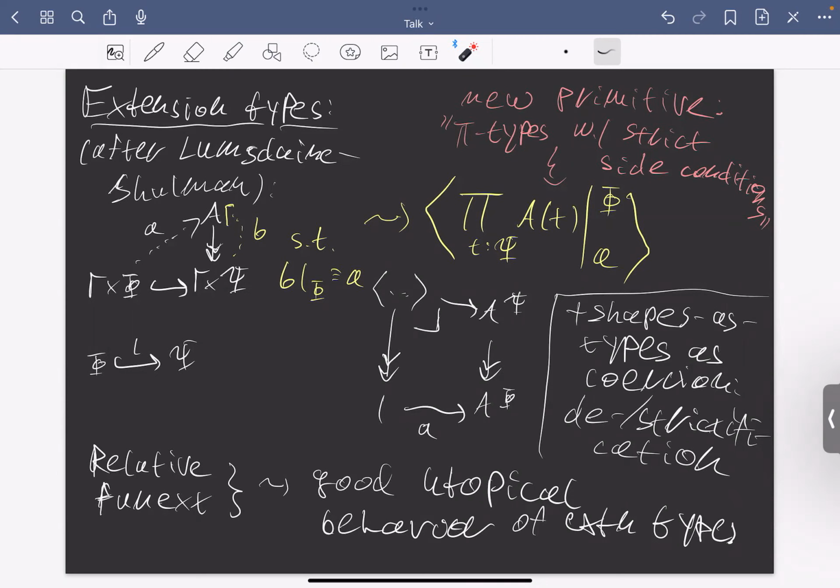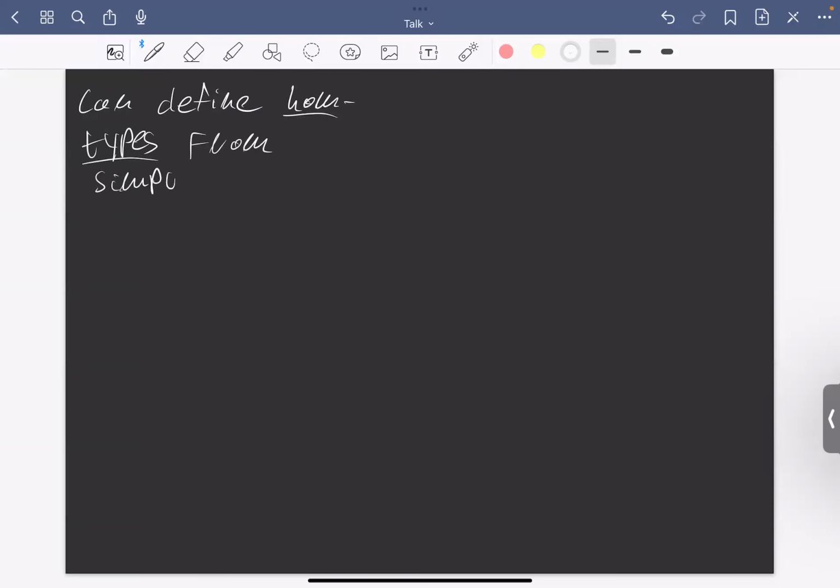Okay, so then let's look at some instance of these extension types. So why even bother with this? Well, now we can define, and this is all still a recap of Riehl-Shulman's simplicial type theory, directed hom types, directed arrow types, from the strict simplices plus extension types in the following way.